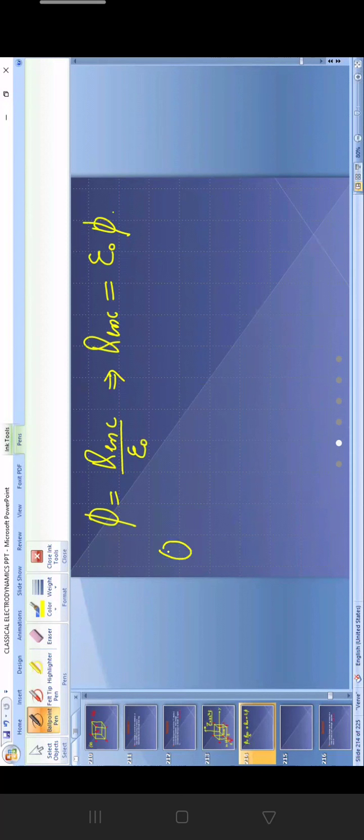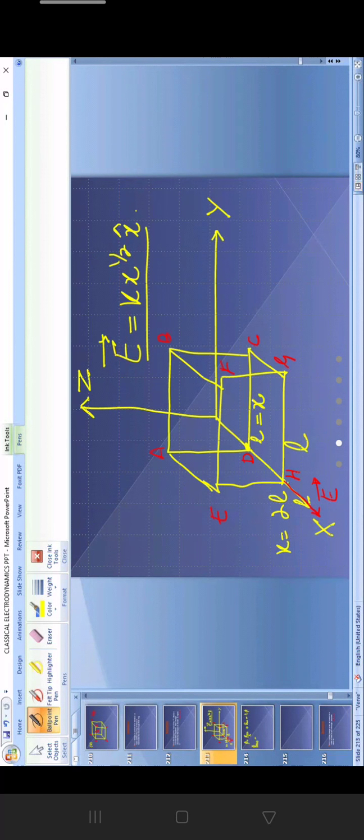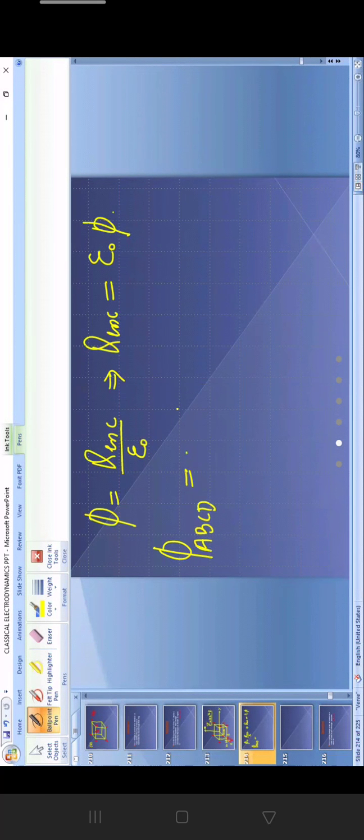So first of all, I will calculate the flux through the ABCD surface. Through the ABCD surface, the flux will be entering because field lines are directed in this direction. So field lines will be penetrating in and then coming out of this EFGH surface. So it will obviously be negative. It will be minus E multiplied by A, isn't it?